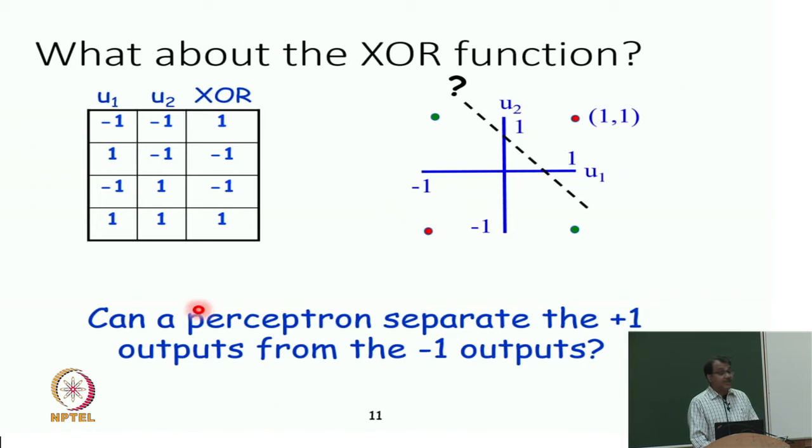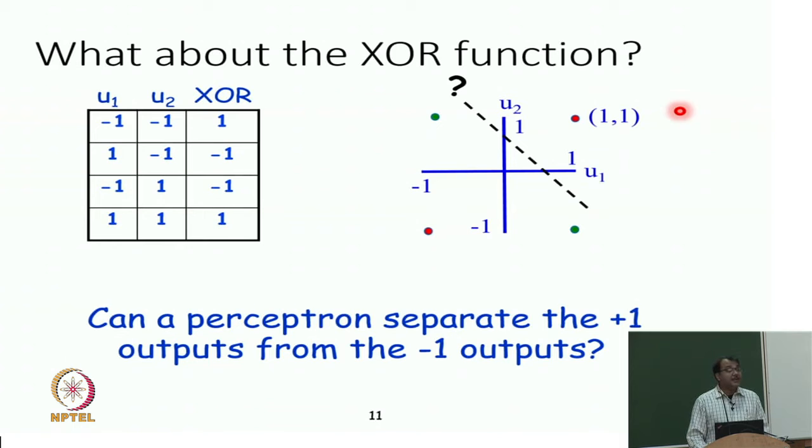You can try it. Can you come up with any line? If you make a line here, the red and green are here, red and green are here. If you make a line here, then red is here and both greens are here. You have to make sort of a curved surface if you want to separate the reds from the greens.